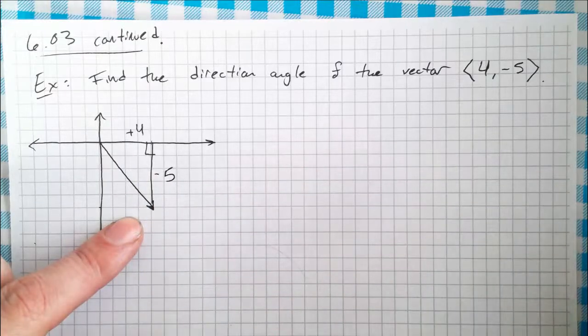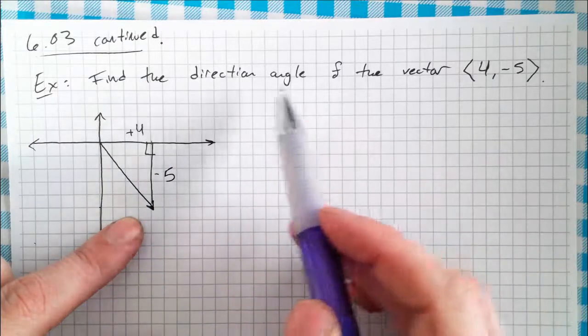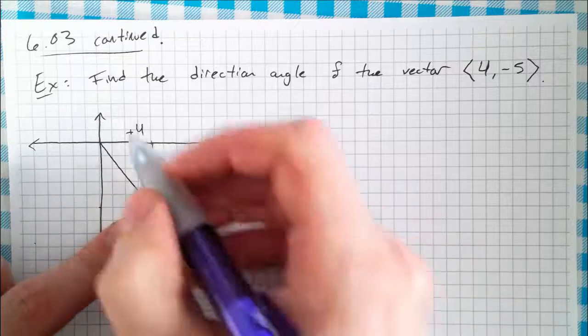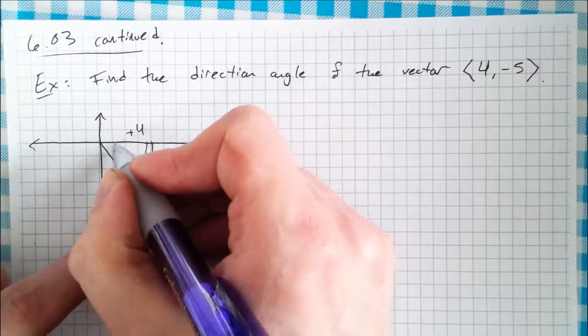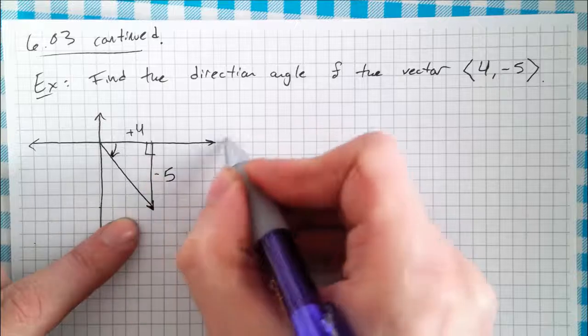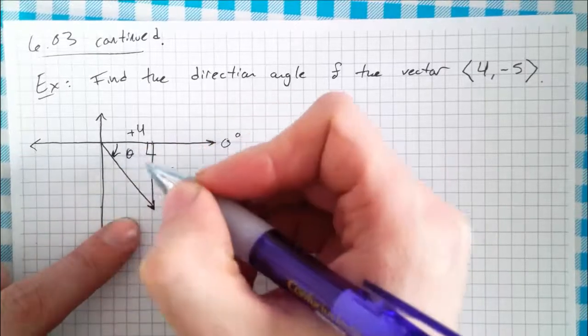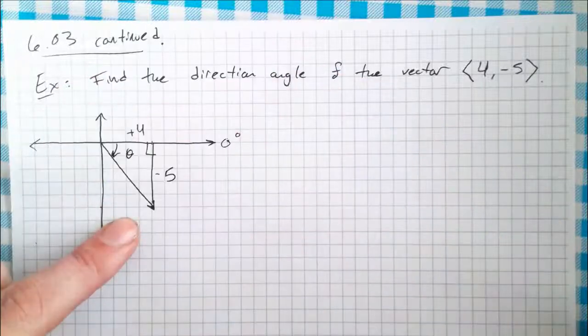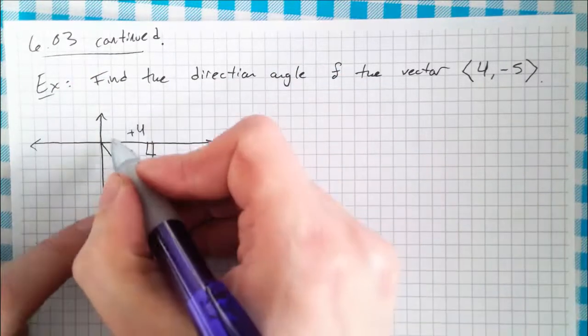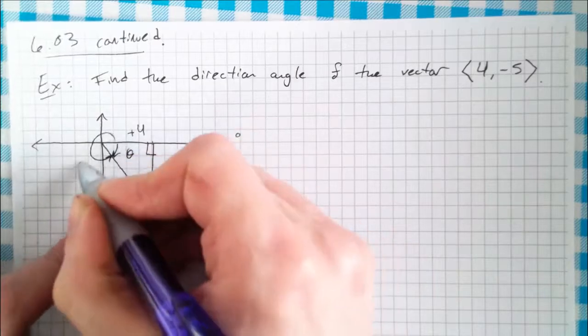Okay, what I want to do is find the direction angle of the vector. Now I could either give that angle, I want to know what is this angle, right? Here's 0 degrees, that's our positive x-axis, that's 0. What is theta here? What direction is my vector headed? Now I could also give this theta if I wanted to, right?